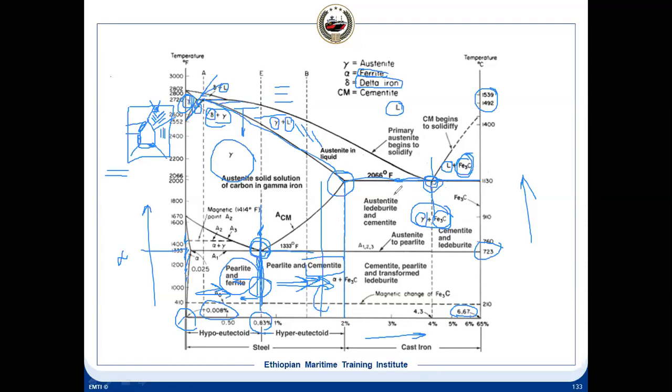Now, on this side, what will happen? We will have some austenite, and then ledeburite and cementite. So some austenite will change to the ledeburite structure. Ledeburite structure is nothing but a mixture. It means a ledeburite structure has pearlite and cementite. Ledeburite is actually pearlite plus cementite.